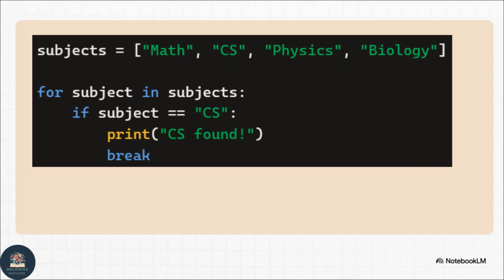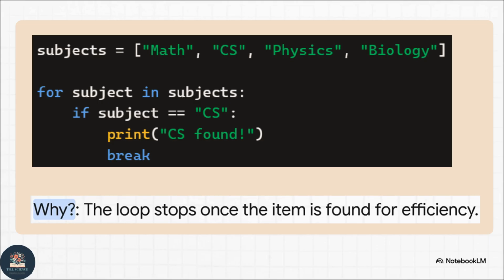Okay, let's look at a practical example. We're searching for CS in a list of subjects. Our loop starts checking each one. When it gets to CS, our if statement sees a match. It prints CS found, and then break immediately stops the loop. Why? Well, why would we waste time checking physics and biology if we've already found what we were looking for? It's just a really smart and efficient way to code.